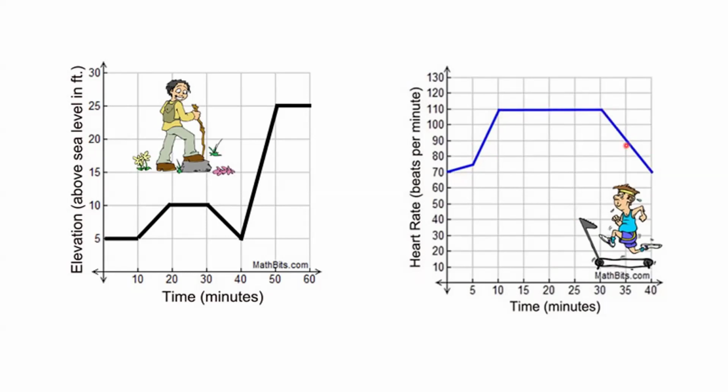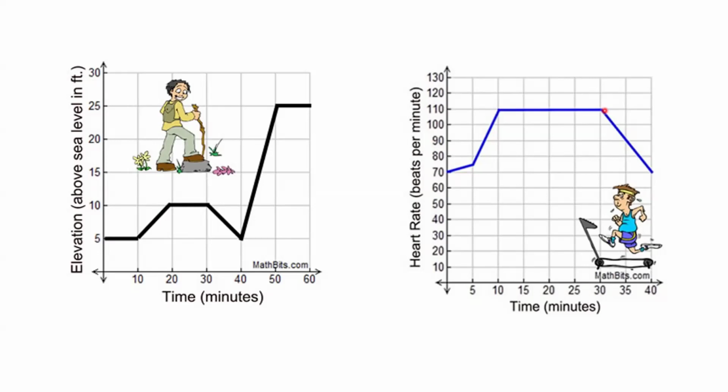And then here it decreases. So this is probably his cool down. He's starting to slow down. He's starting to go from that run to a jog to a walk, and his heartbeat is slowing down and getting more back into that normal rhythm.